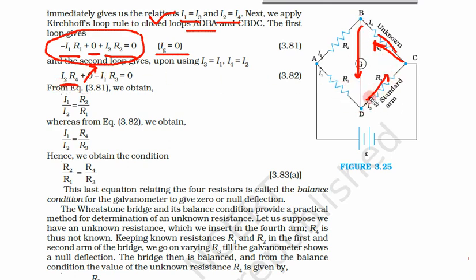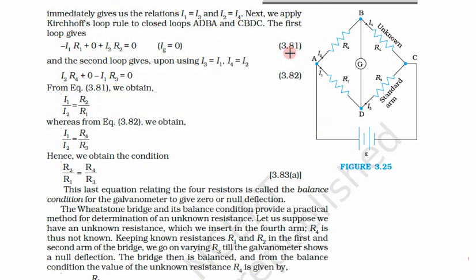Now this is in the same direction. So this one is R3 I3, and I3 is equal to I1. So minus I1 R3, because we are going in the current direction. If we are taking the loop in the current direction, that is negative. So minus I3 R3, and I3 is equal to I1. So this is our second equation. So we have two equations from Kirchhoff's loop rule and two conditions from Kirchhoff's junction rule.